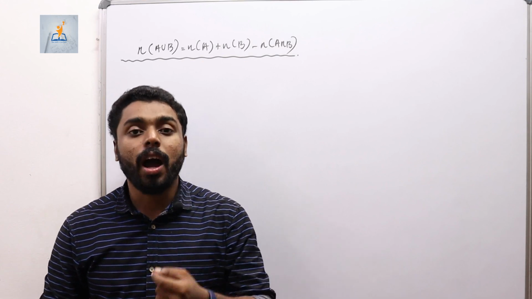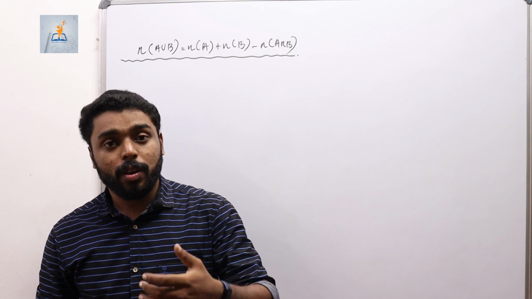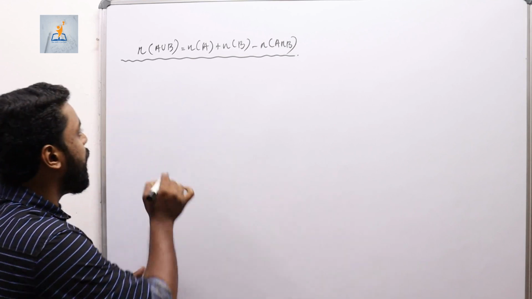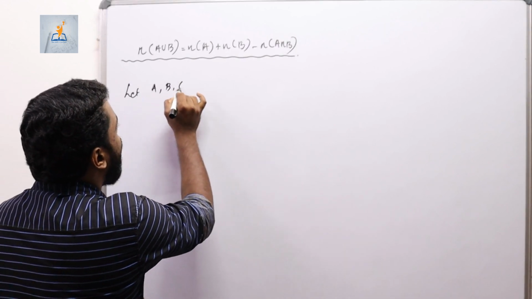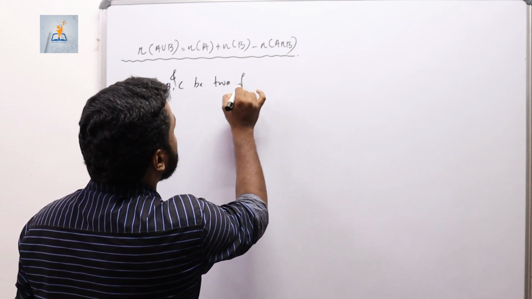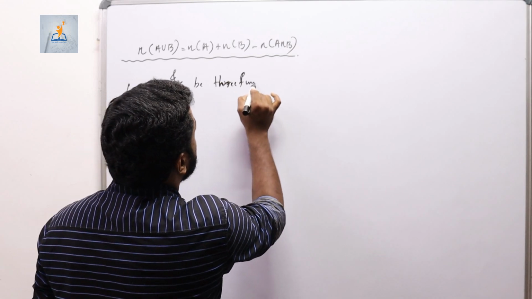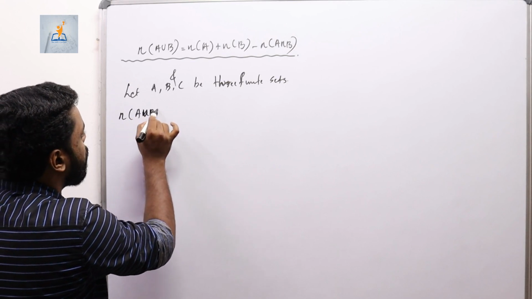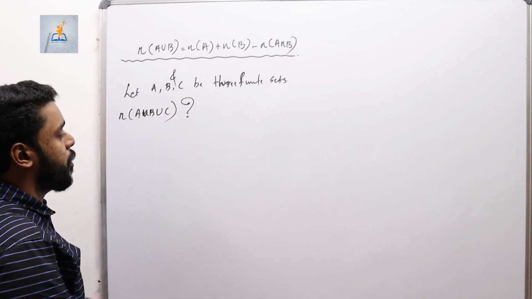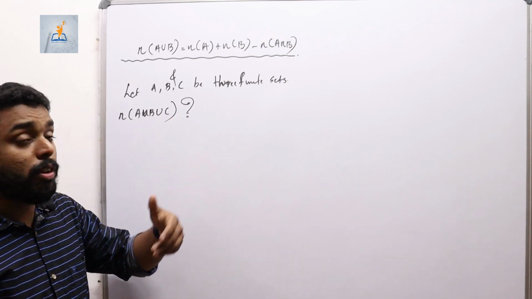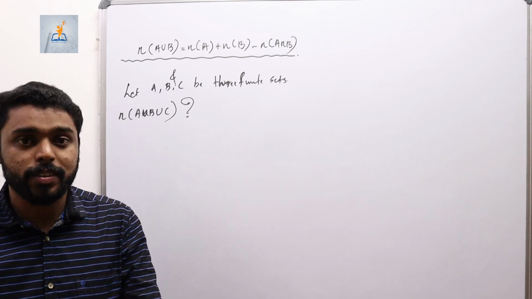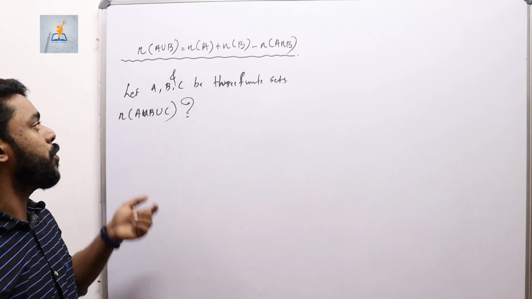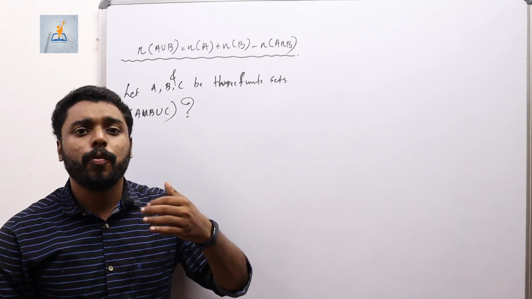Now the question is, what happens if more than two sets occur? For example, suppose that we are provided with three sets A, B and C, which are finite sets. Then we have to find the formula for n of A union B union C. So this is now our objective. If we are able to derive this, then we can derive for the case of 4 sets, the case of 5 sets, etc. It's very simple, just like this format. But in our topic, we have to find out n of A union B and n of A union B union C. These two formulas are very important.